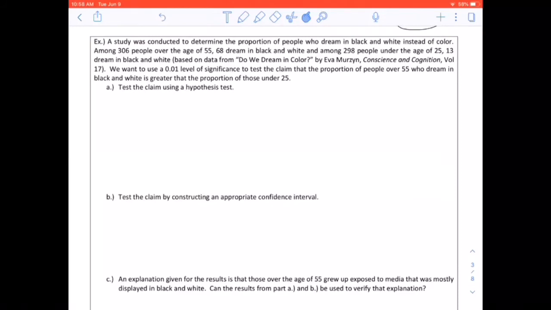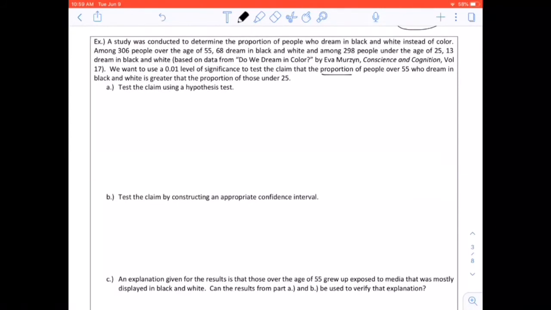Test the claim using the hypothesis test is part A, and part B says test the claim constructing an appropriate confidence interval. So first thing we need to do from this problem is talk about this and ask what is our parameter that we are using in this problem. And we're talking about proportions, and it says that in the problem. So we know that our parameter is going to be proportions.